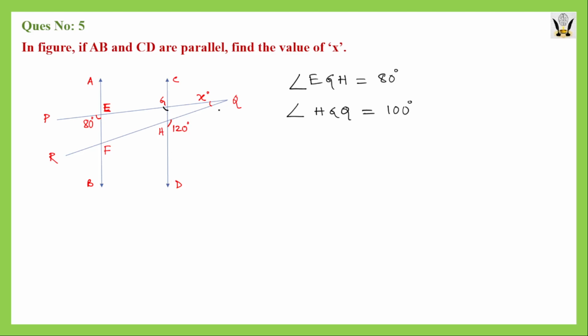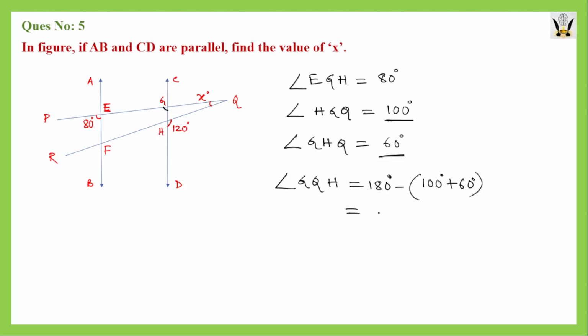Now angle DHQ is given as 120, and with angle GHQ, that also forms a linear pair. So angle GHQ will be 180 minus 120, so it will be 60 degrees. And in this triangle GQH, the measures of two angles we have already found, 100 and 60. Then the third angle, GQH, will be 180 minus the summation of those two angles. So it will be 180 minus 160, so that will be 20 degrees.